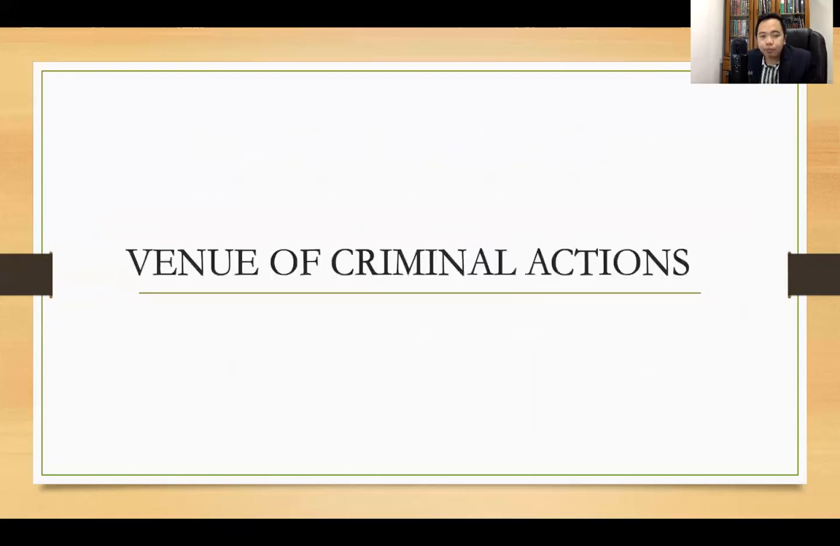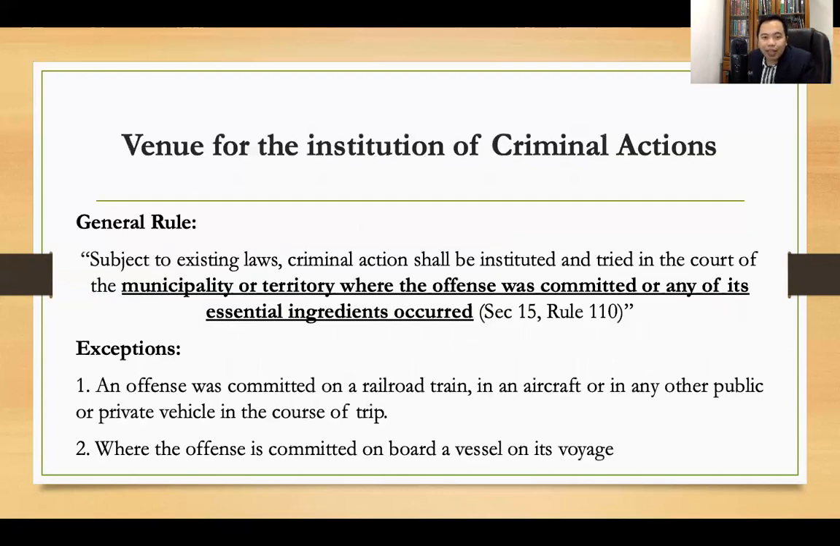Okay. Let us go to another topic, venue on criminal actions. Okay. I have discussed this during the first topic, class, or the first part. Subject to existing laws, criminal action shall be instituted and tried in the court of the municipality or territory where the offense was committed or any of its essential ingredients thereof had occurred. That is Section 15 of Rule 110.